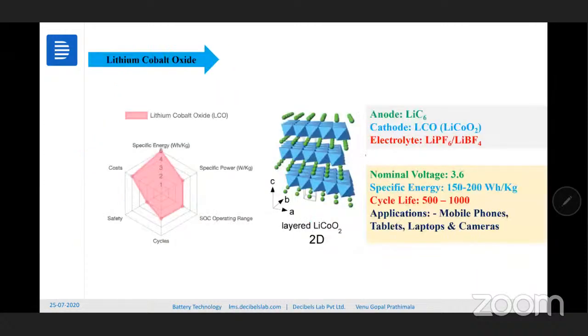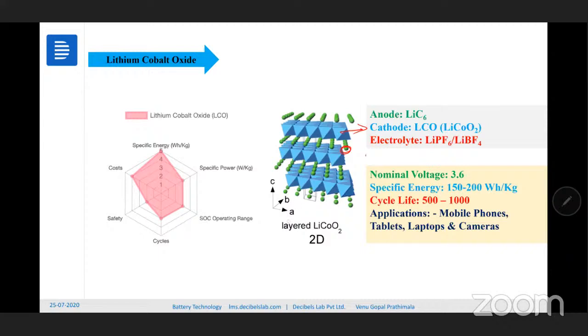So yeah, the first one is lithium cobalt oxide, LCO-based chemistry. As I told you, this is the first technology that was commercialized by Sony in 1991. Okay. So if you look at the structure, it has a layered structure. The blue color represents the cathode, which is lithium cobalt oxide, and the green ones are the lithium ions. Lithium ions will be moving from anode to cathode, right? Whenever they come from the anode side, they intercalate between the layers of the cobalt oxide cathode. So that's why it is called a layered structure.